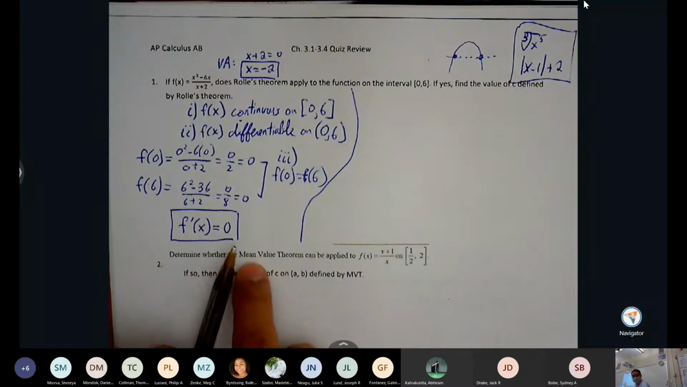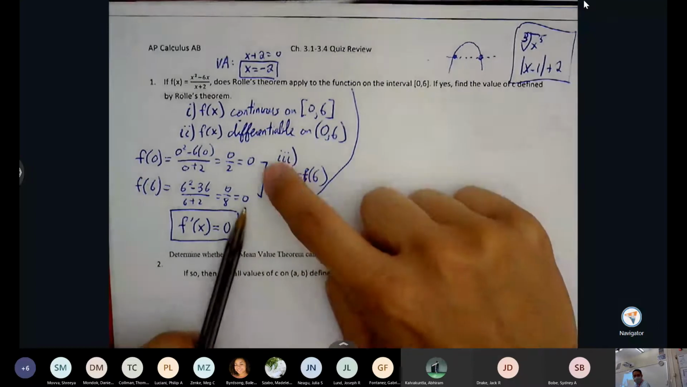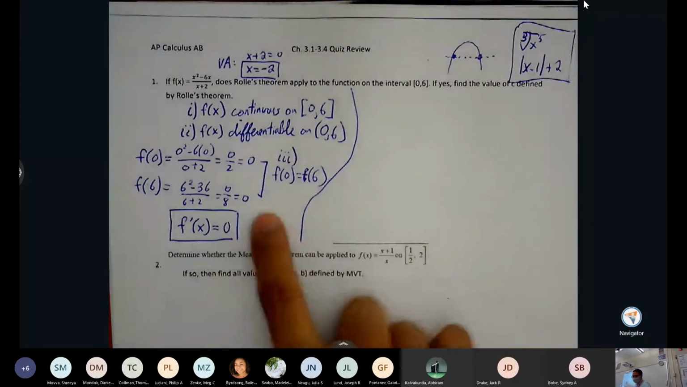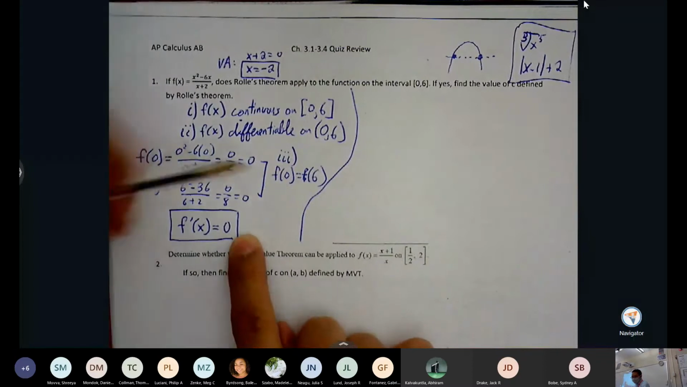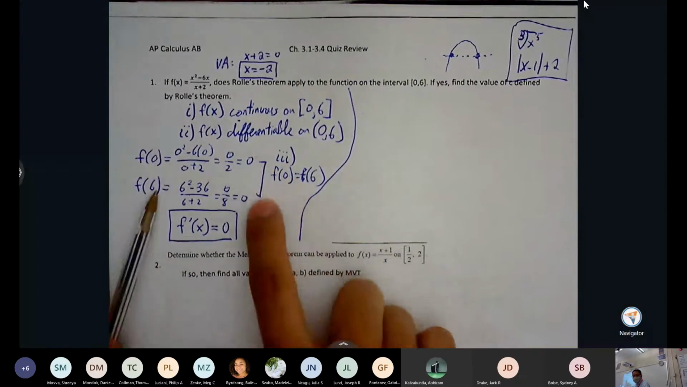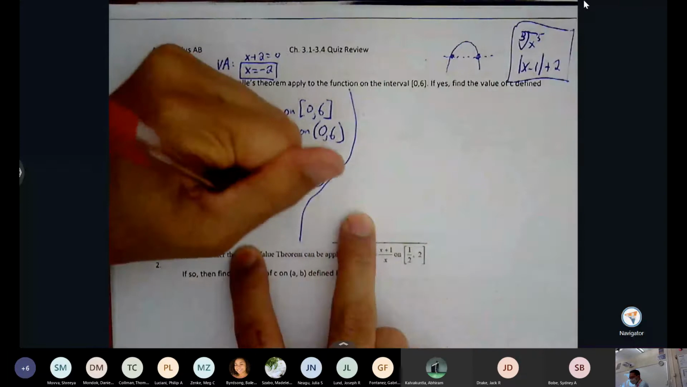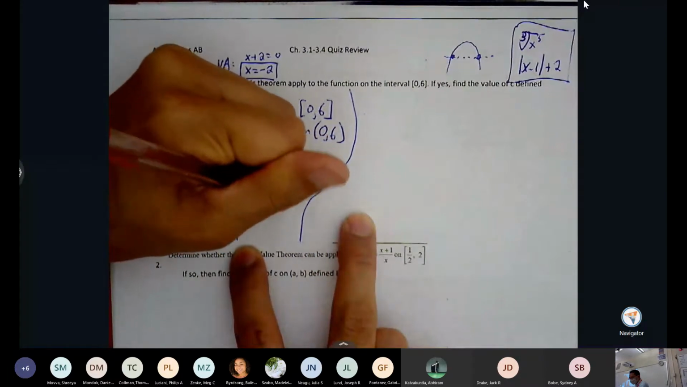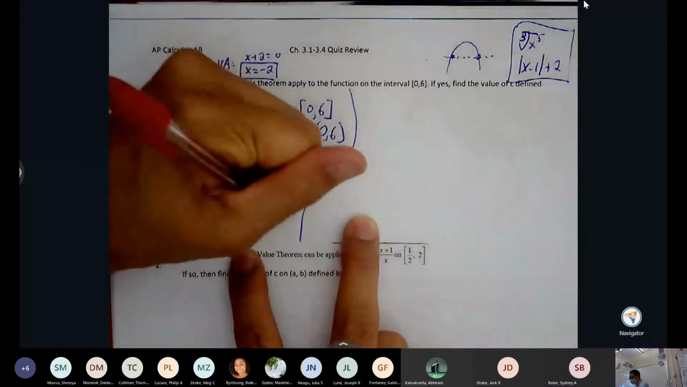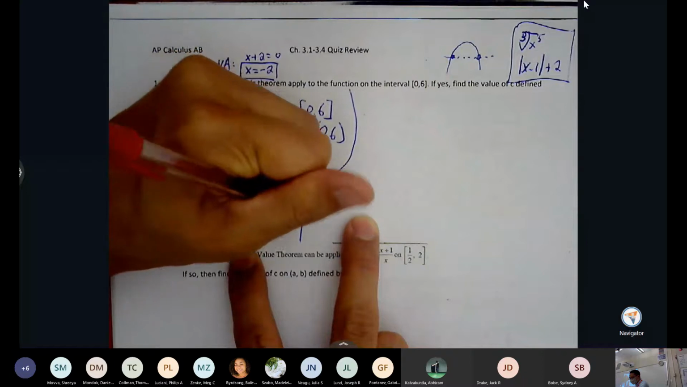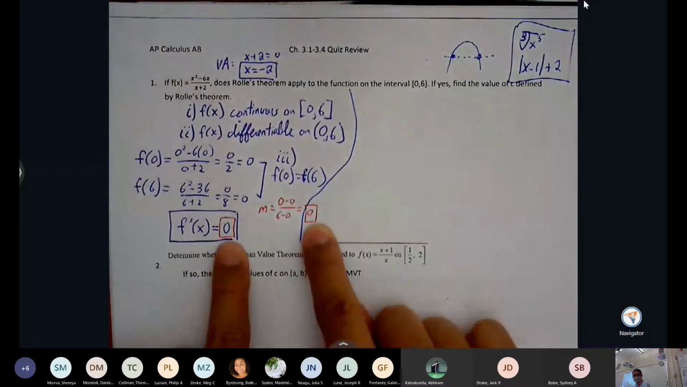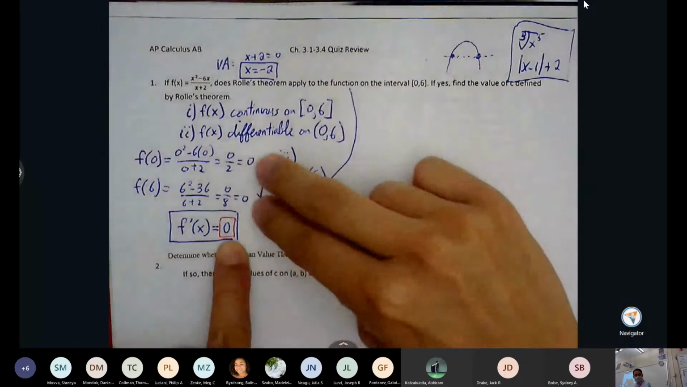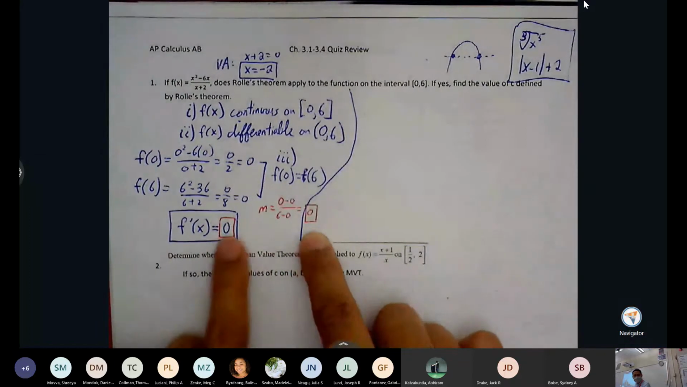Okay, I want to make sure that we understand this 0 is not the same thing as this 0. The reason that we're getting a 0 here is because we're actually finding the slope between the endpoints. We're actually doing slope is change in y over change in x, and that's why we get 0. Not because these numbers are 0, but because the slope between the endpoints is 0.